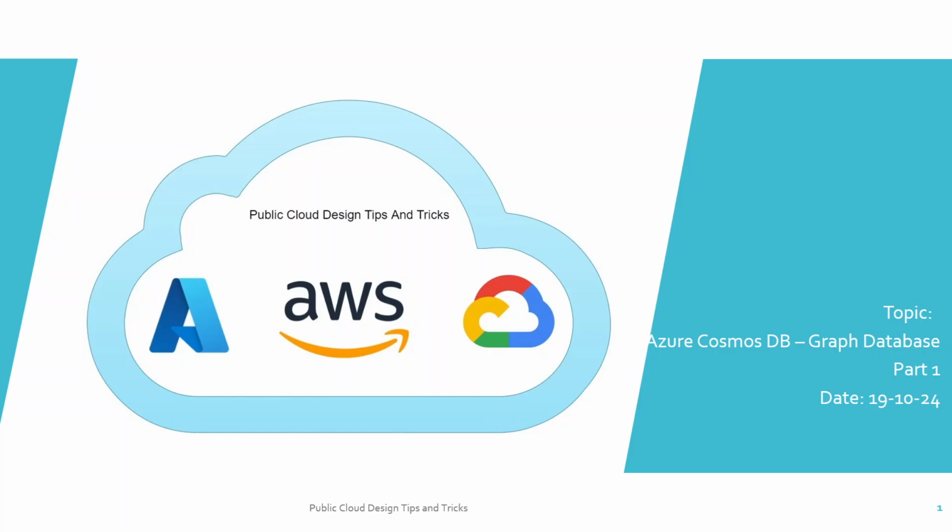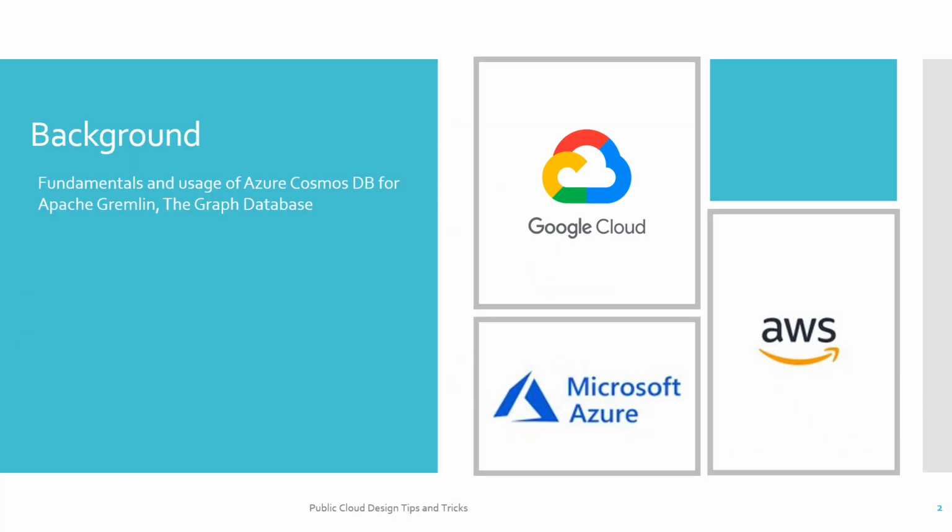Today I will be covering one of the important topics, graph database. It's a part of Azure Cosmos DB. So today I'll be covering part one of this topic. What we are going to cover in this session is the fundamentals and usages of Azure Cosmos DB for Apache Gremlin. That's the graph database.